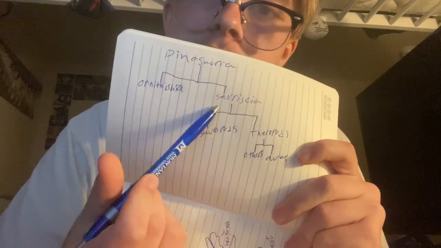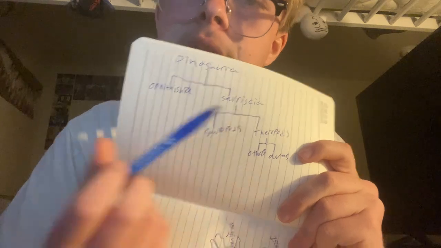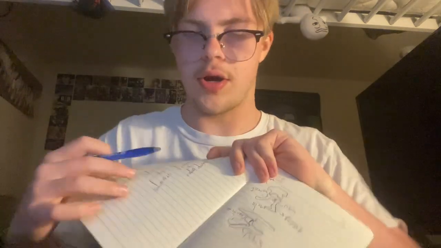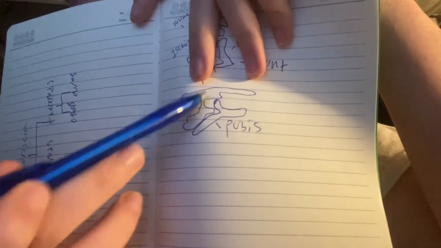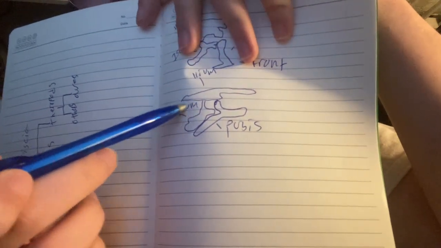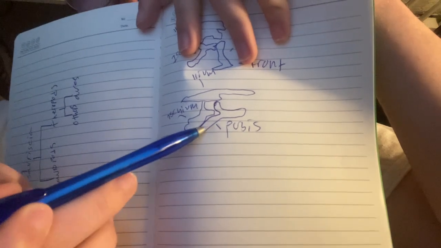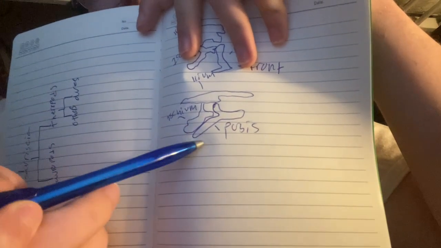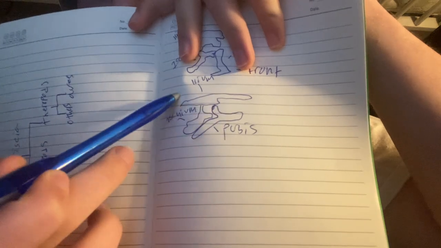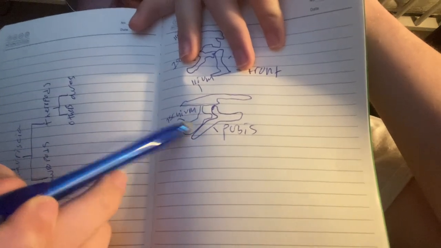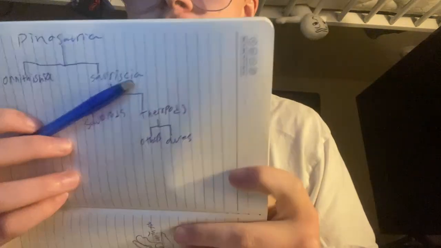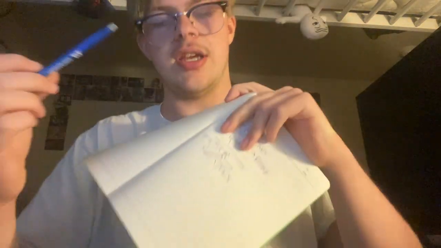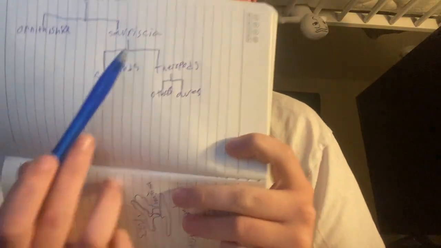Dinosauria is broken up into two major groups. The ornithischians, which are our bird-hipped dinosaurs. So their hips look like this: their ilium, ischium, and pubis. Their ischium and pubis point the same way, and their ilium raises like that. And our saurischians, those are our lizard-hipped dinosaurs.